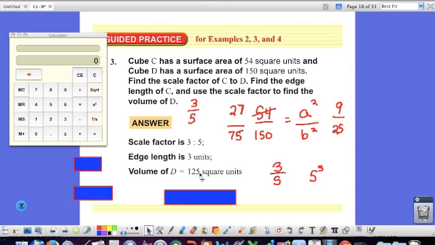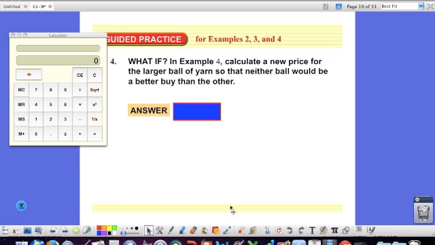This is 125 square units. It should be 125 cubed units. Just caught that. What if, in example 4, we calculate a new price of the ball of yarn so that neither ball would be a better buy? We'd actually already done that, if you remember. We said $1.50 times 8 times larger is $12.